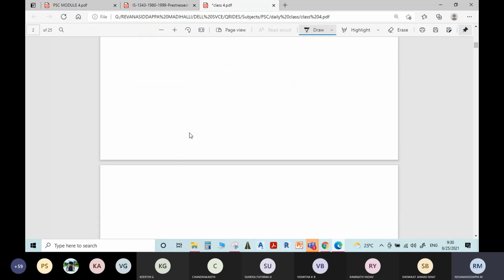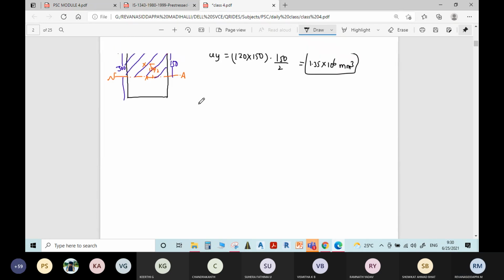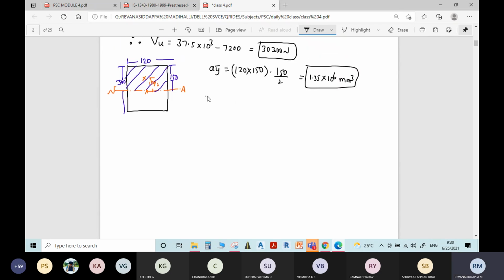Moment of inertia I is equal to BD cube by 12, 120 into 300 cube divided by 12. What is the answer? 270 into 10^6 mm^4. Every parameter is known. Just substitute and get the shear stress.